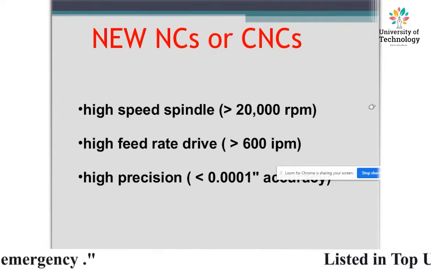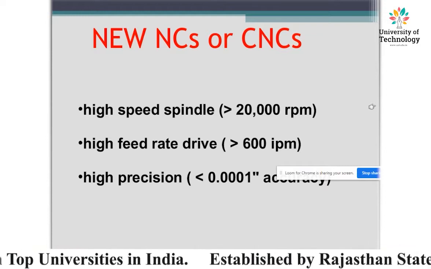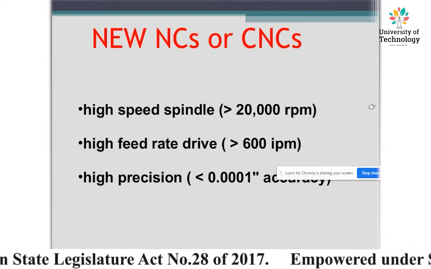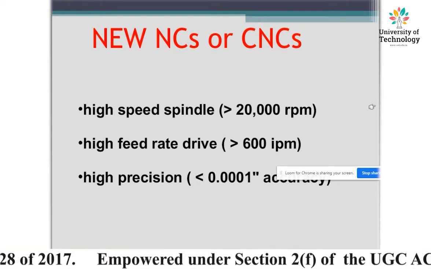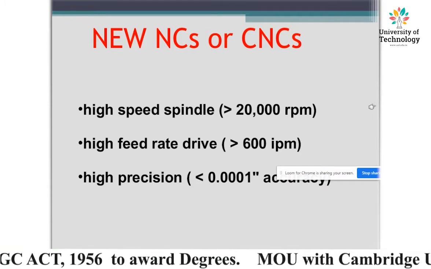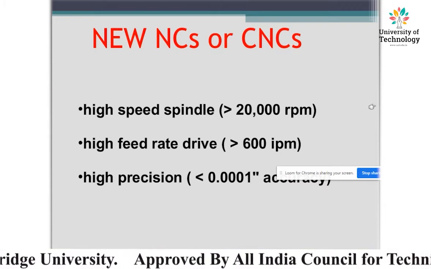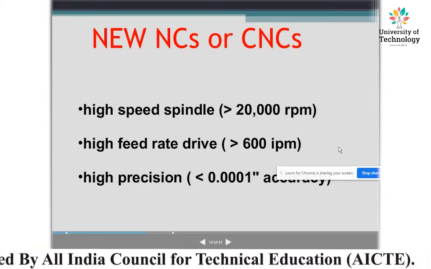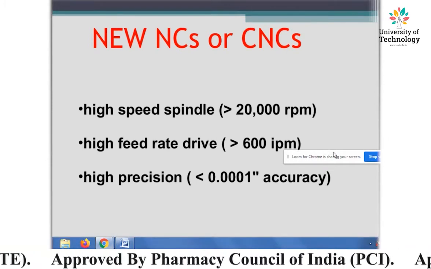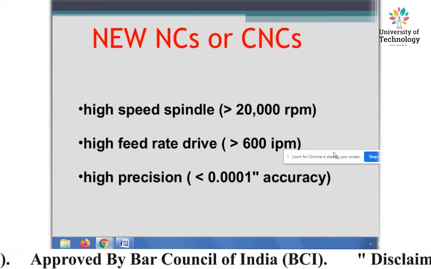New NCs or CNCs: the latest versions of numerical control or computer numerical control systems have high spindle speeds, greater than 20,000 revolutions per minute, and high drive feed rates, greater than 600 inches per minute. They also have high precision, with 0.0001 inch accuracy produced by these NC and CNC machines.